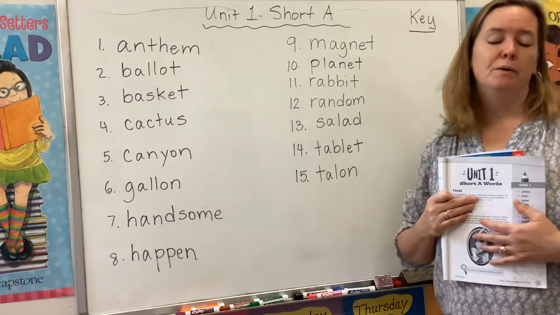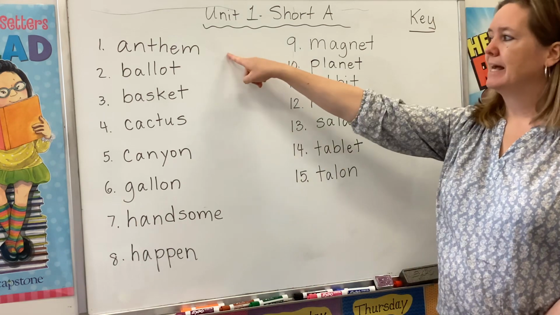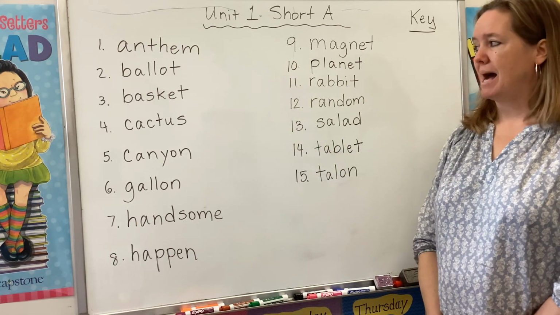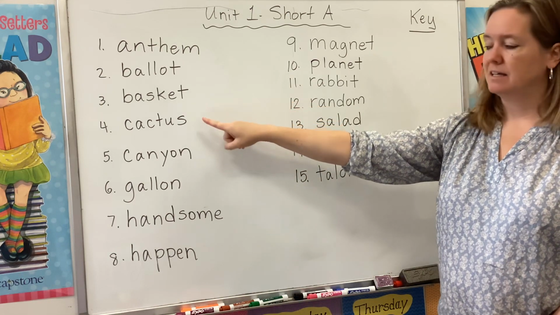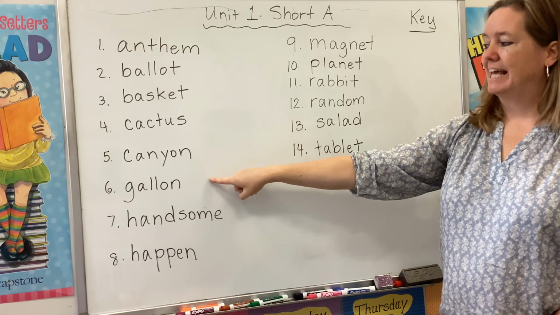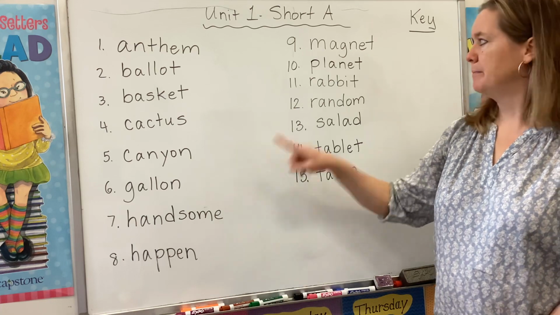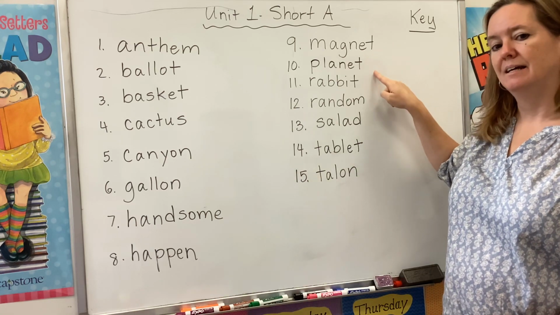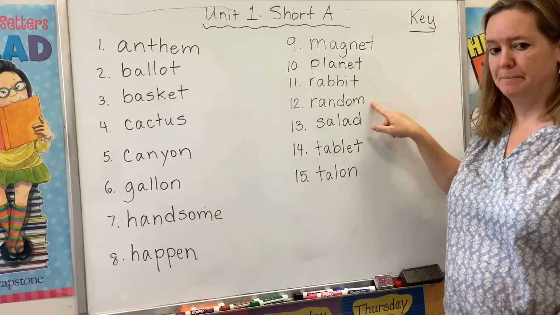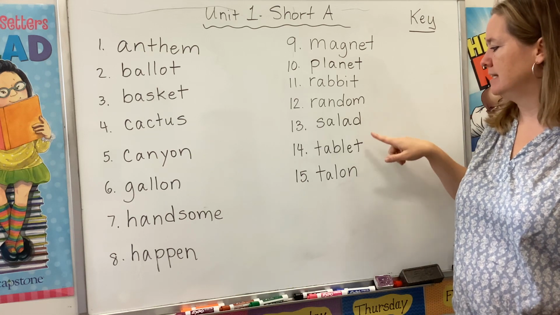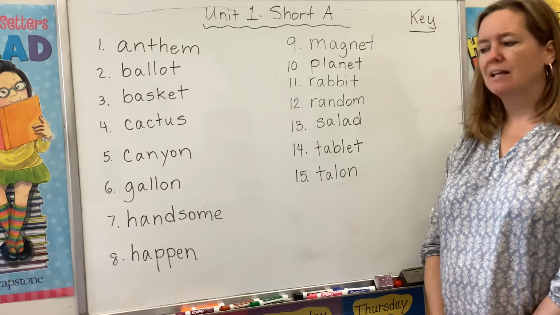First thing we're going to do is read our list of words. So please repeat after me. Anthem, ballot, basket, cactus, canyon, gallon, handsome, happen, magnet, planet, rabbit, random, salad, tablet, talon. Okay, take a second, look at that list.